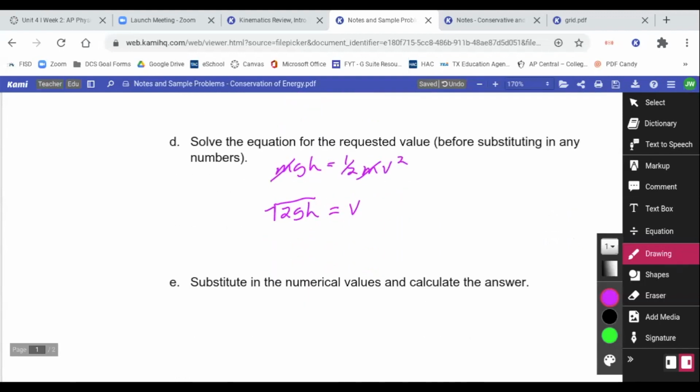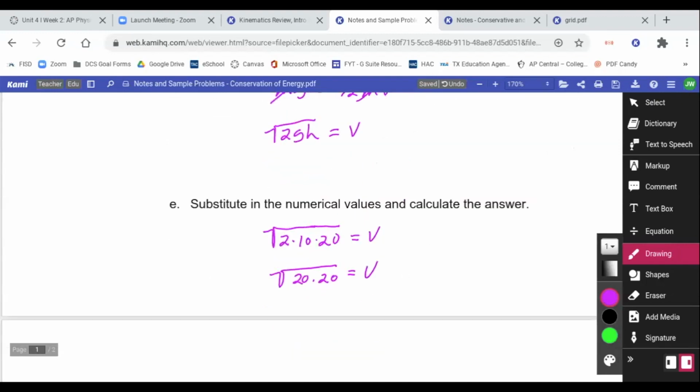Then in E, it says substitute the numerical values and calculate. Okay, great. Square root of 2 times 10 times 20, 2 being part of my formula. G is gravity. Gravity's 10. And the height, they told us at the beginning, was 20. And that's equal to velocity. The square root of 20 times 20 is 20 meters per second. That is my velocity.